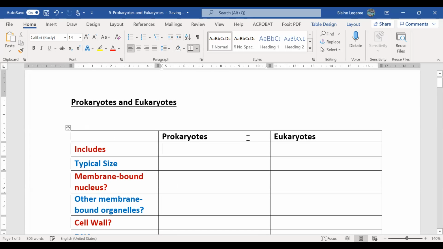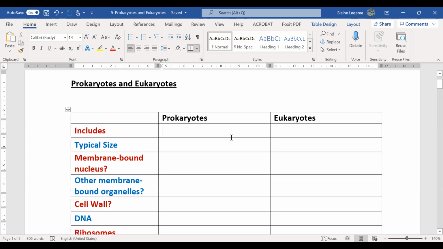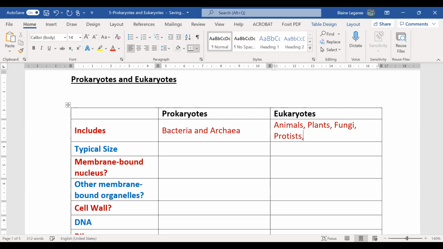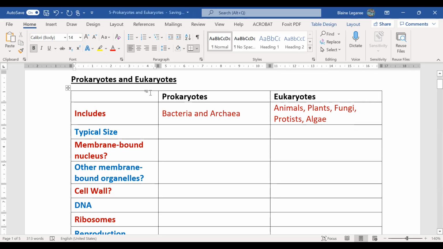Okay, so like I said, let's just make a little table here comparing prokaryotes and eukaryotes. For starters, the first section says includes what? In this case, we're talking about the bacteria and the archaea for the prokaryotes. Eukaryotes include animals, plants, fungi, protists, and sometimes we consider algae their own thing, so I'll throw that one in there. Hopefully that's pretty straightforward. Maybe the new one for some people will be the Archaea, and we're going to talk about those shortly.